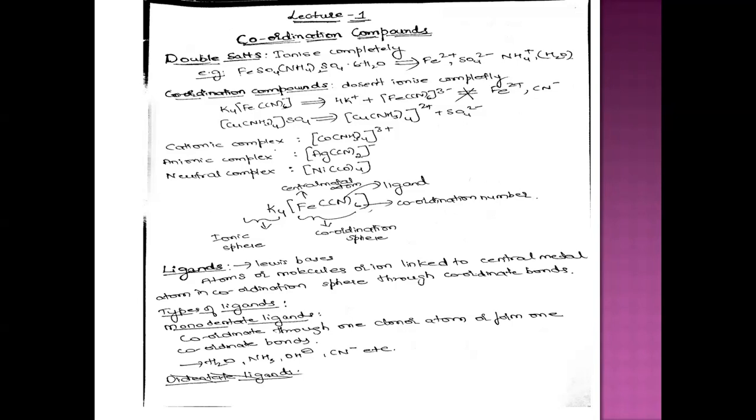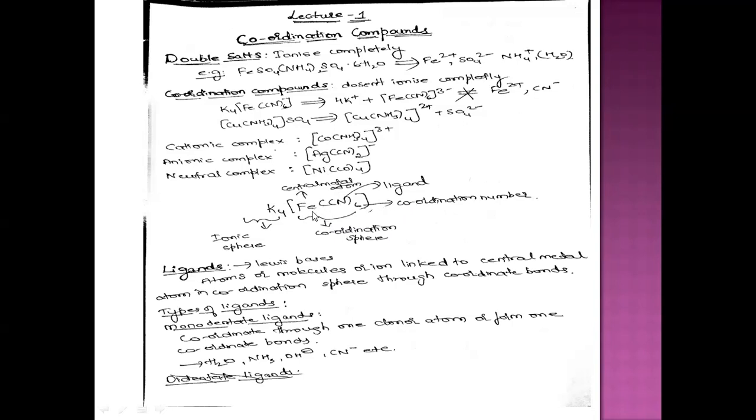You can take it as here the cyanide ion is a substituent which has the potential to donate electrons to the central metal ion. So that job is done by the ligand. A ligand is nothing but atoms or molecules that are linked to the central metal atom through a coordination bond.